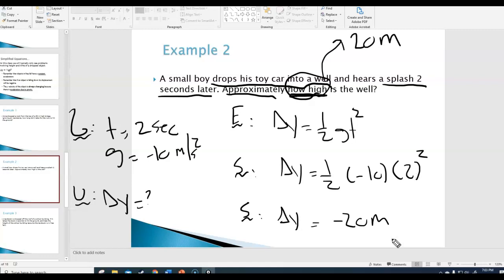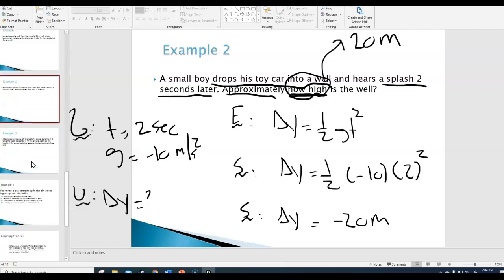So we're using the vertical displacement to find the height. It's the same number, but you're just ignoring the negative sign because you cannot have negative height. So that is example 2. Pause it there if you need to look at that some more.